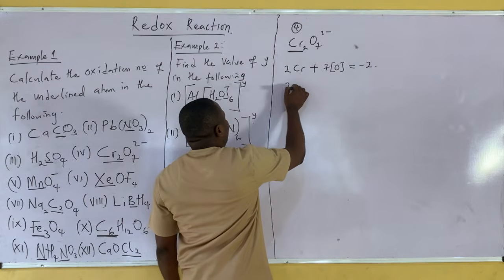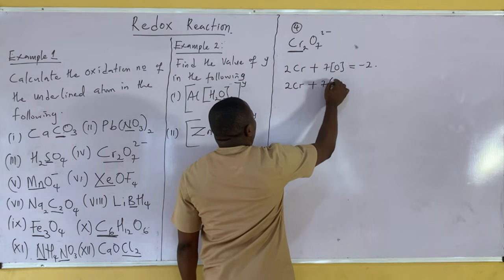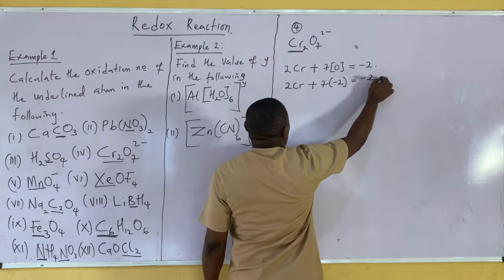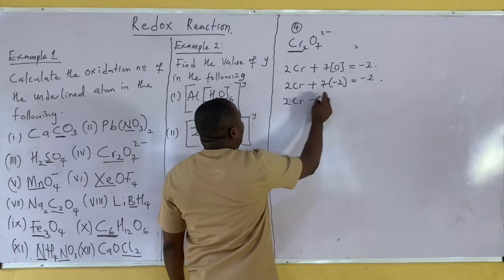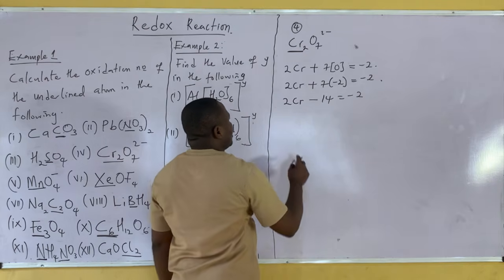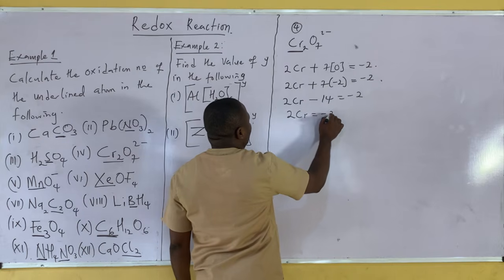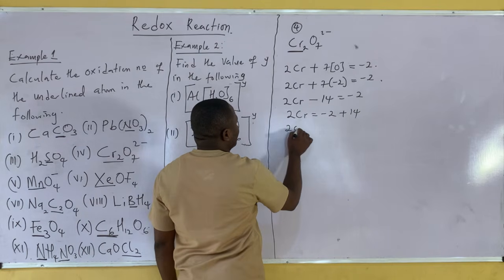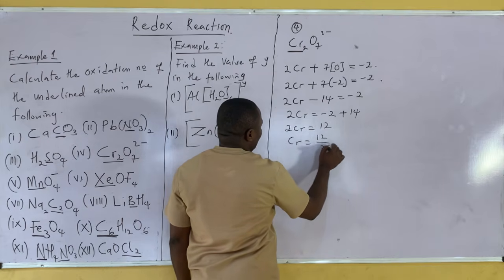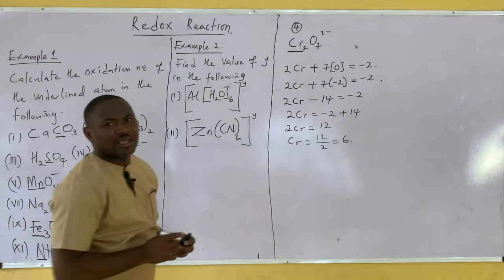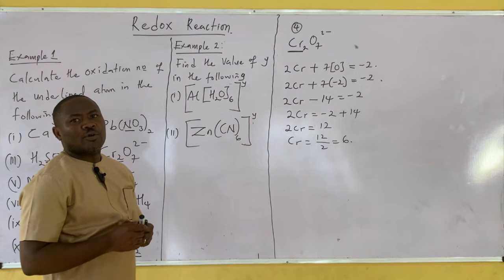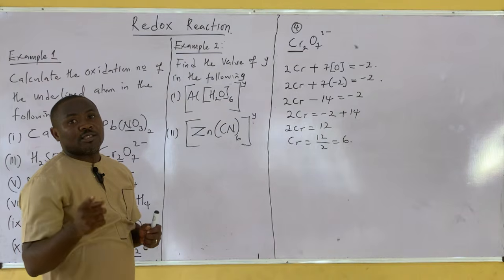Now it means I have 2Cr plus 7 bracket minus 2. Oxidation number of oxygen is minus 2, is equal to minus 2. So I have 2Cr minus 14, then it's equal to minus 2. Now see what will happen here. If I now have 2Cr is equal to minus 2 plus 14, I have 2Cr is equal to 12. So Cr is now 12 over 2, which equals 6. Now the answer is 6. Now take note, oxidation number takes signs, but valencies do not take signs.